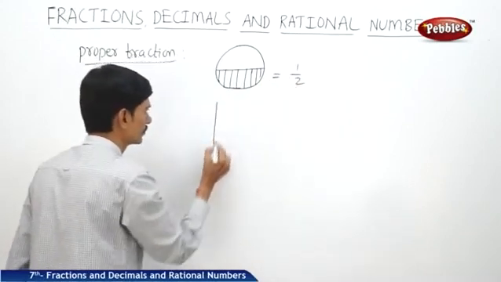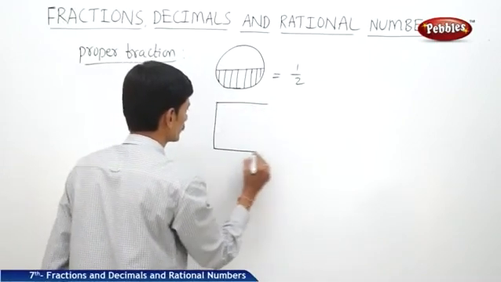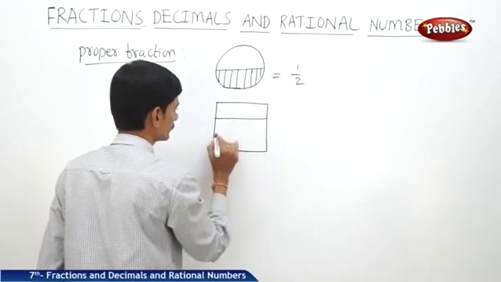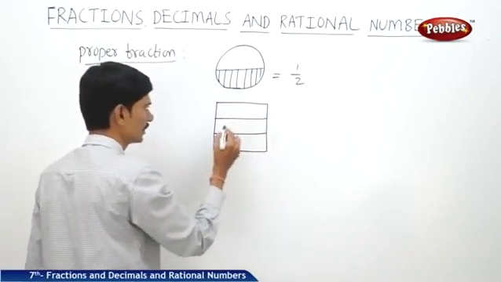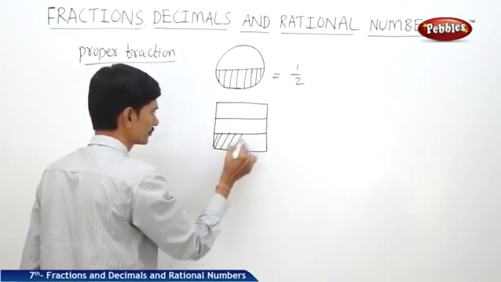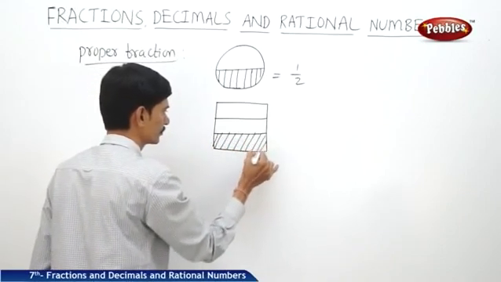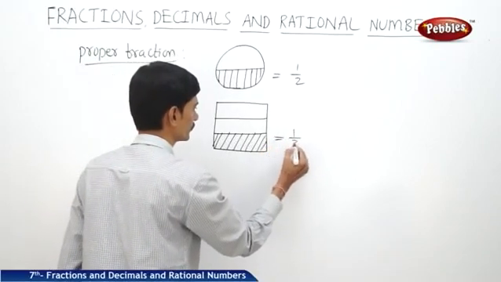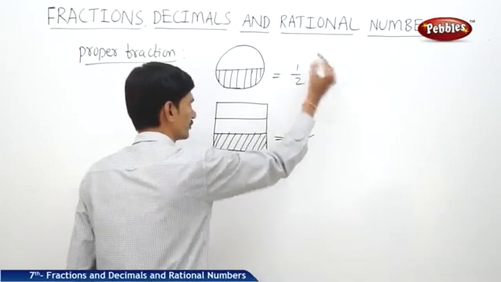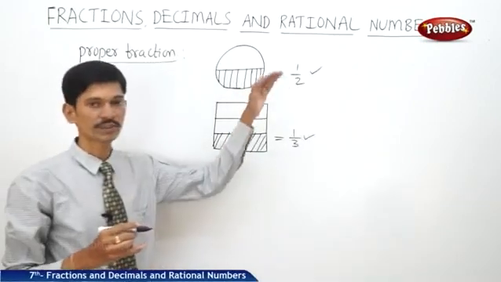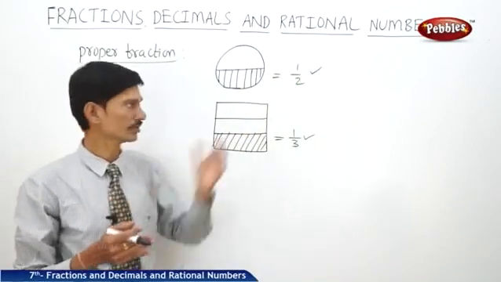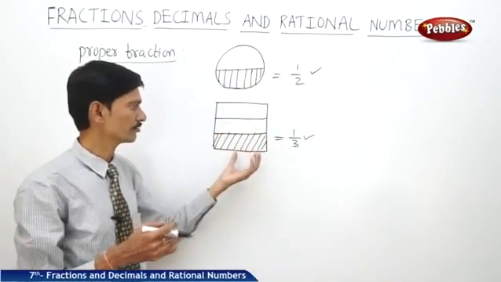Now for example, there is a square. A square has been divided into three equal parts. So out of these three equal parts, one part is shaded. Now this equals to 1/3, 1 by 3. So this is a proper fraction, and here 1 by 2 is also a proper fraction. So proper fraction means it is a fraction that represents the part of the whole. So here the half, and this is 1/3.